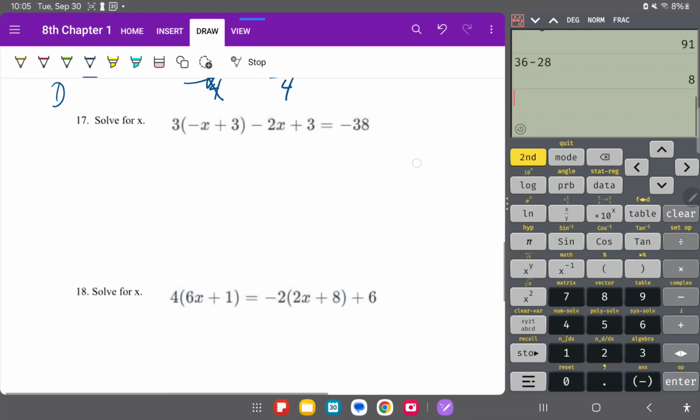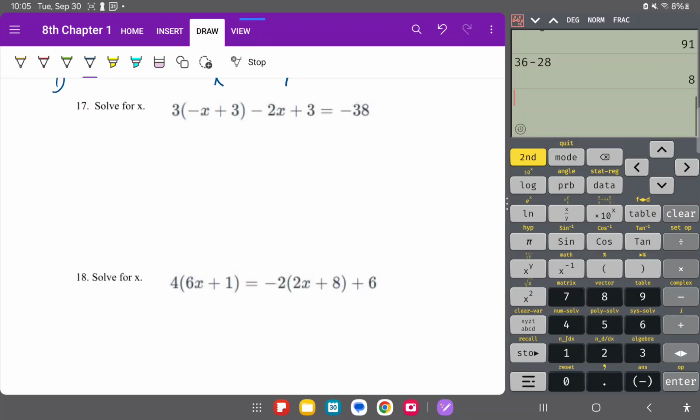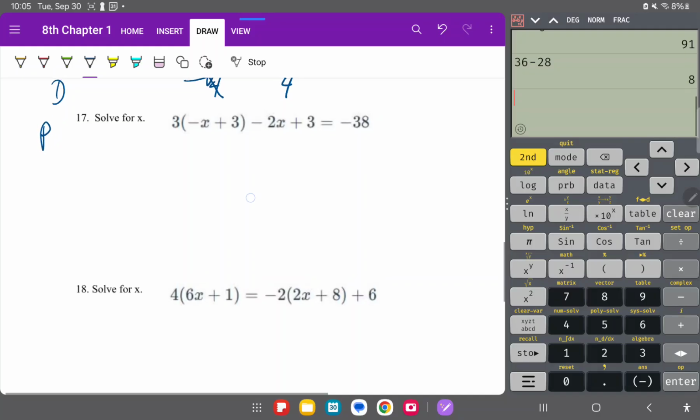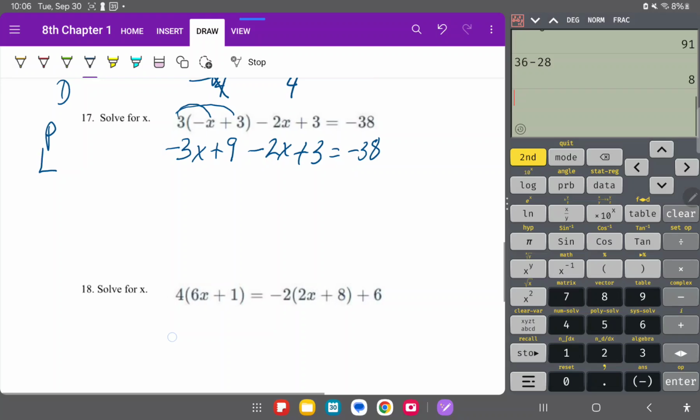Okay, so then if we look at number 17, again, we do have parentheses this time. So we have to distribute. So 3 times negative x is negative 3x. And 3 times 3 is 9. So the rest of this we just need to bring down because we need everything to stay straight across, okay? Now this time we do have like terms that need to be combined.